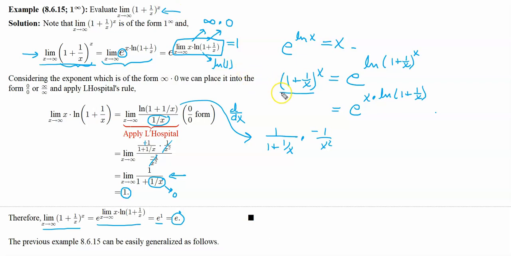And this also shows you why 1 to the infinity is an indeterminate form, because we rewrote it as a limit of the form 0 times infinity, which is already indeterminate, we know that. And also to evaluate this, we rewrote it as a form 0 over 0. So that shows you why 1 to the infinity is an indeterminate form. Now let's take a look at this result.